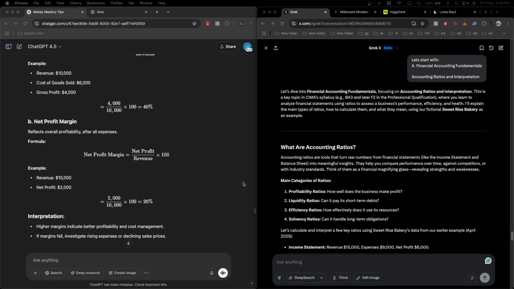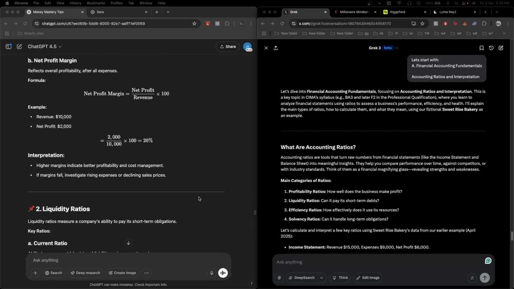Next is the net profit margin. This reflects overall profitability after all expenses. The formula is as follows. Net profit margin equals your net profit divided by your revenue times 100. So, going back to the example, if your revenue is $10,000 and your net profit is $2,000, you have $2,000 divided by $10,000, times 100, which is 20%.